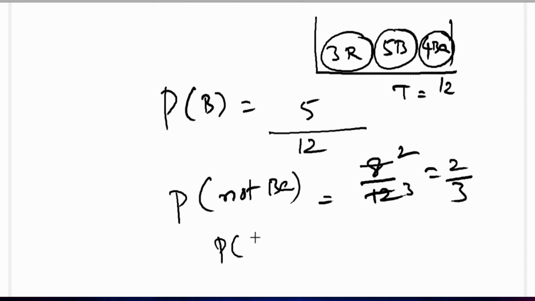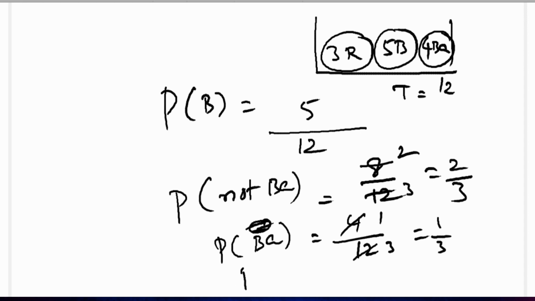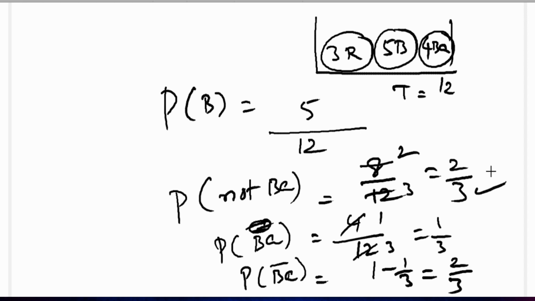First you have to find the probability of a black ball. That is 4 by 12, 4 ones, 4 threes, so it is 1 by 3. The required probability of not a black ball, P of A bar, is 1 minus 1 by 3, that is 2 by 3. Answer is 2 by 3, correct?